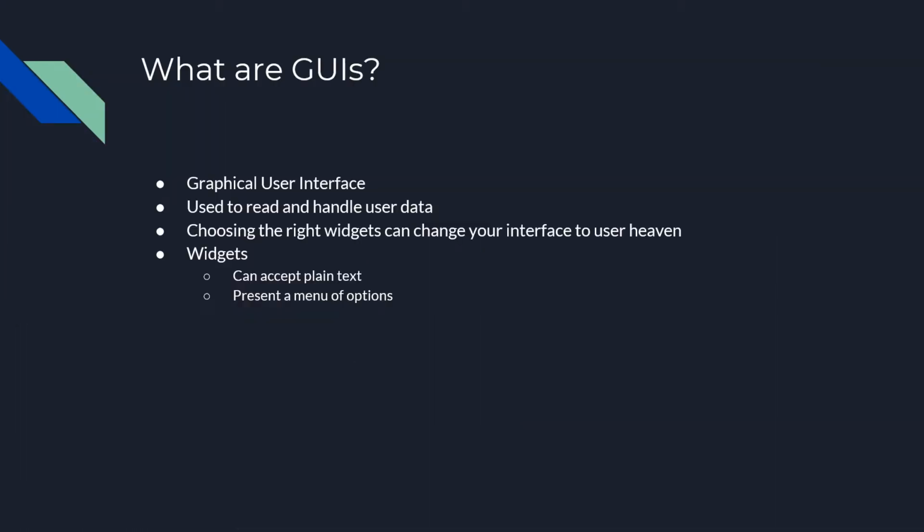The first thing we need to understand is, what are GUIs? GUI stands for Graphical User Interface, and they are used to read and handle user data. It can even be said that choosing the right widgets can change your user interface to user heaven. This means that knowing which widgets to use is essential, and we will cover that part in particular for this video. The two types of widgets that we can discuss are the ones that can accept plain text and the ones that can present a menu of options.